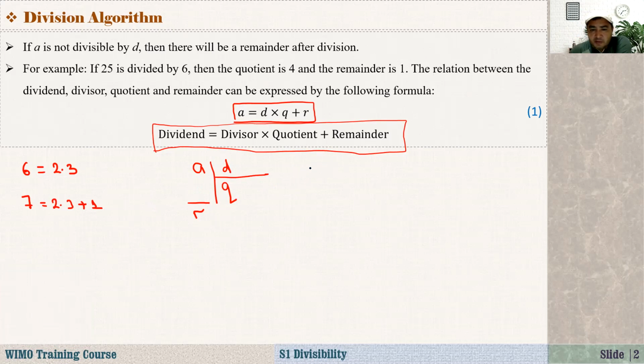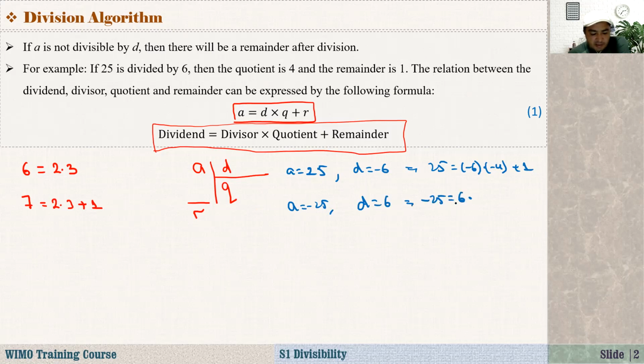If A is equal to 25 and you divide this by D equal to -6, then 25 equals -6 times -4, so the quotient is -4, plus a remainder of 1. How about if A is equal to -25 and D is equal to 6? Then -25 is equal to 6 times -5, plus -30... here we have 5.